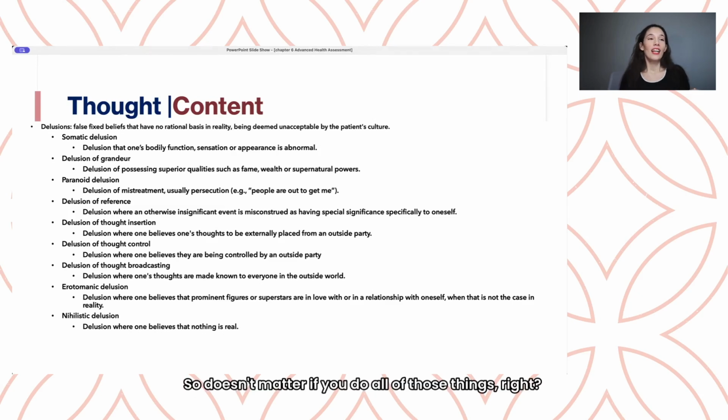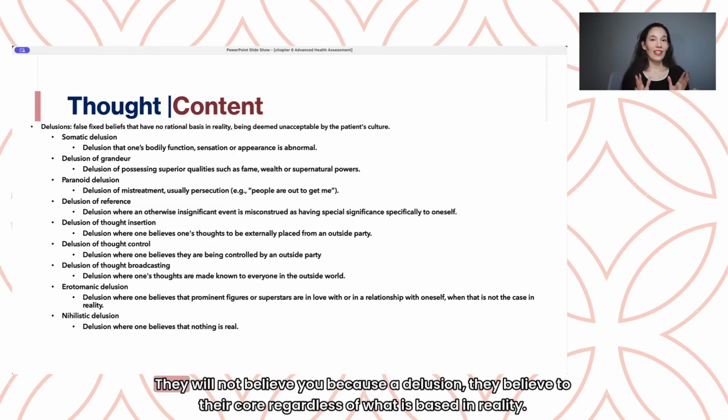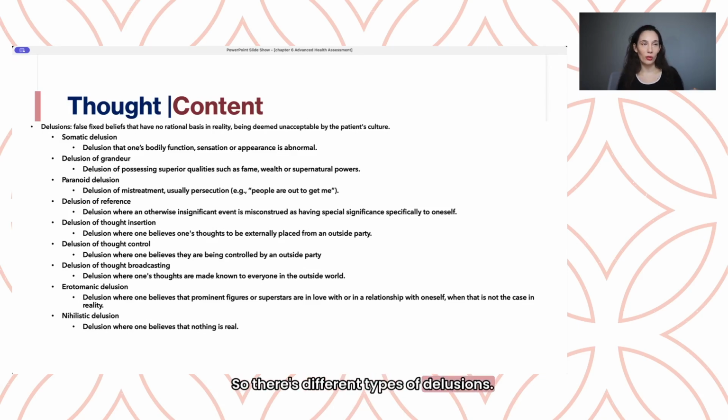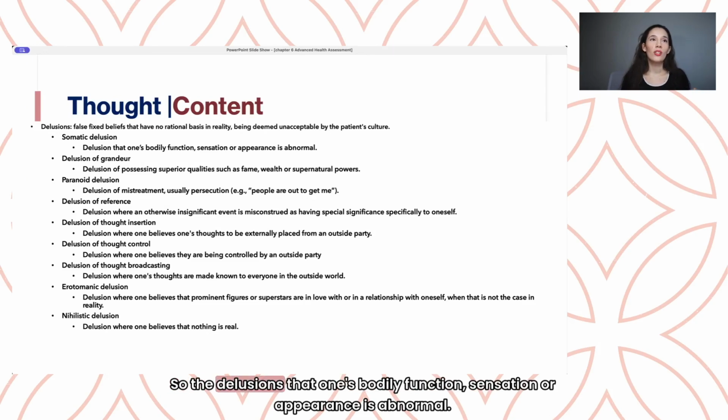Okay. So it doesn't matter if you do all of those things, right? They will not believe you because a delusion, they believe to their core, regardless of what is based in reality. So there's different types of delusion. The first one is a somatic delusion. So the delusions that one's bodily function, sensation, or appearance is abnormal.